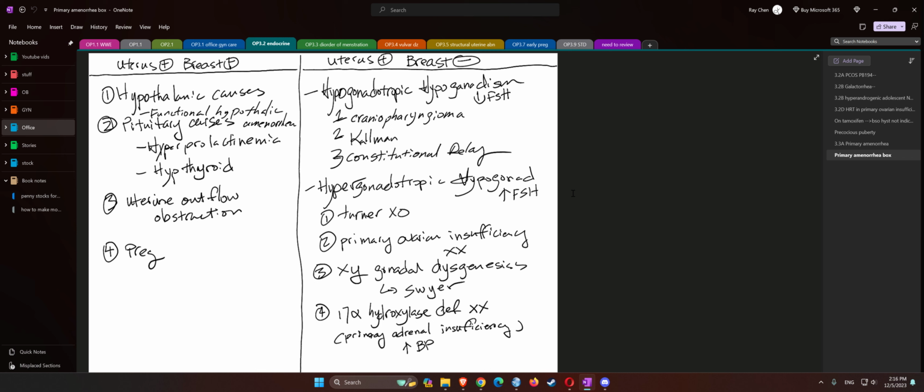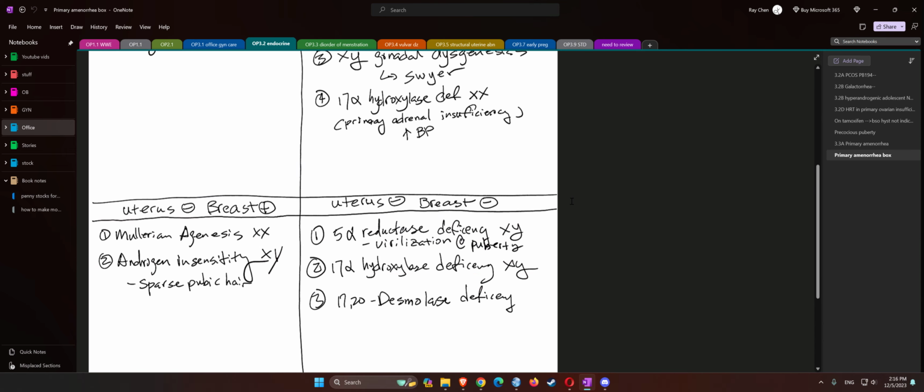How would a Turner patient present? A Turner patient could also present with shield chest, Tanner stage one nipple development, amenorrhea, streak ovary. So this could potentially also be a Turner syndrome patient.